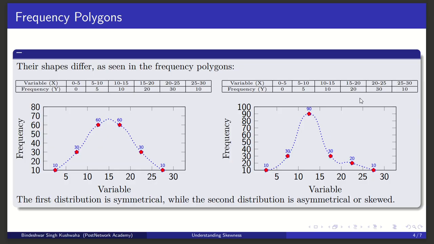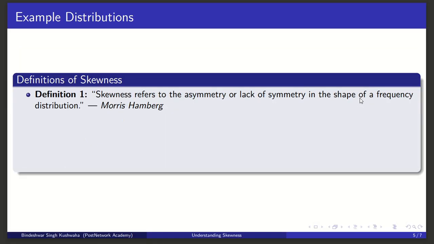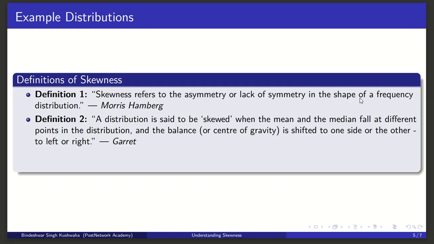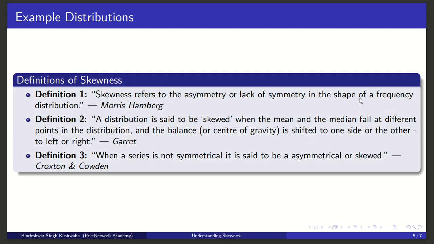Now let us see the definition of skewness. Skewness refers to asymmetry or lack of symmetry in the shape of a frequency distribution. That is by Morris Hamburg. Second definition, when mean and median fall at different points in the distribution. That is by Garrett. Third, when a series is not symmetrical, it is asymmetrical. Very simple definition. In simpler terms, we can say that skewness gives us a peek into the shape of our data.